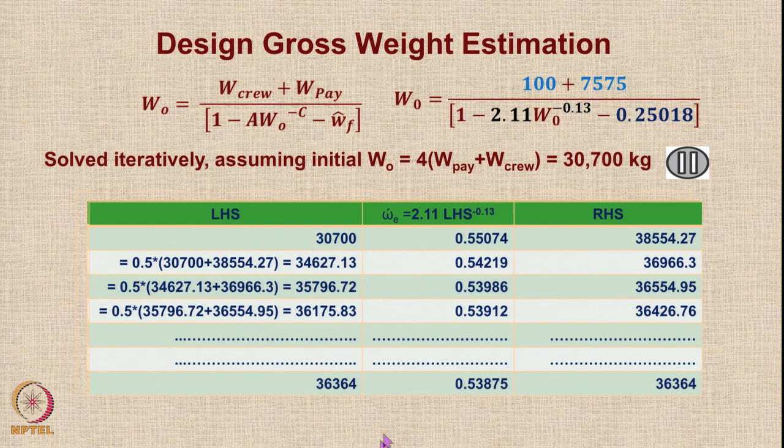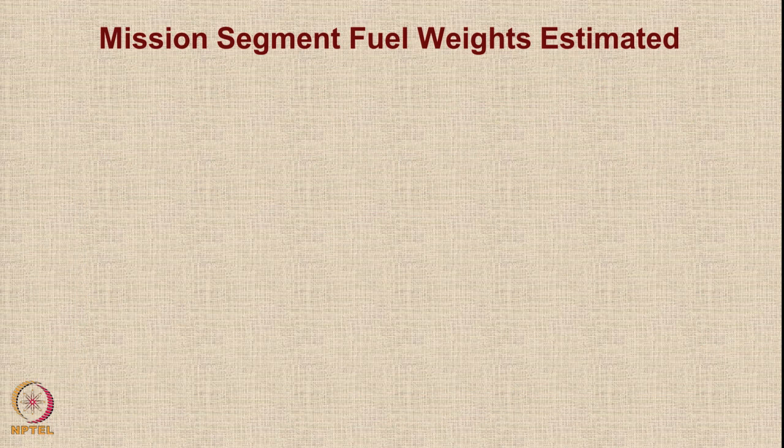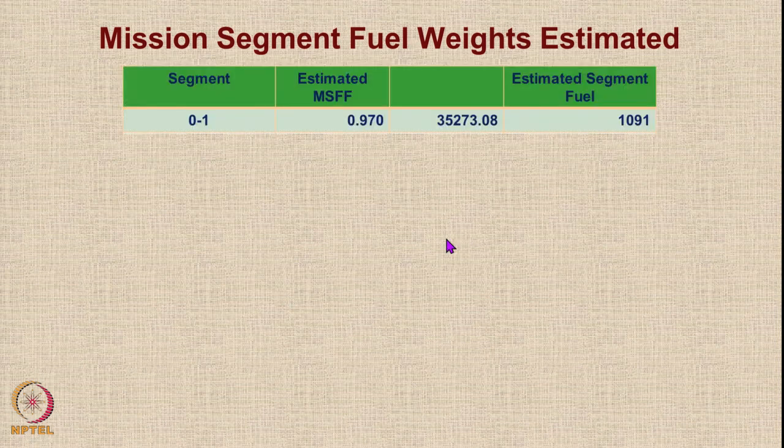Ultimately, you will achieve a converged value of 36364, for which the empty weight fraction would be 0.53875. Hence, the converged value of the gross weight is 36364 kg. The aircraft is going to weigh approximately 36 tons. Notice how this value is not very far away from the originally assumed value of approximately 4 times the payload and crew members. Let us have a look at what is the amount of fuel consumed in each segment, because we have done the segment fuel calculation.